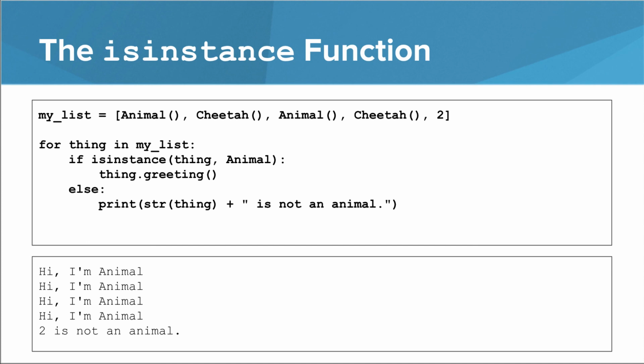In this case, the first 4 things in this list pass the test. Both animal instances and cheetah instances will cause isinstance to return true if the second argument to it is animal. The number 2, on the other hand, is in no way, shape, or form an instance of the animal class. This causes the else branch to execute.